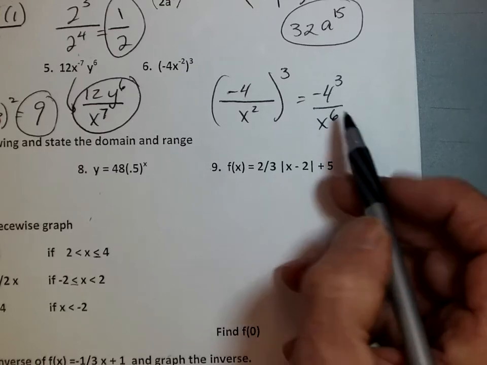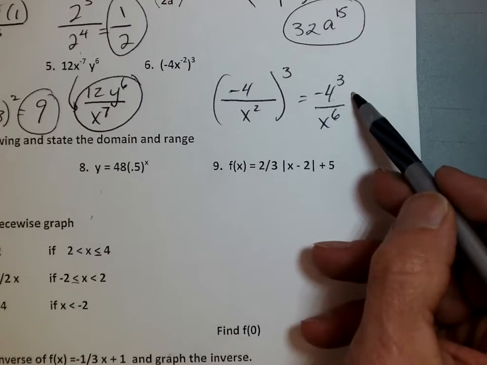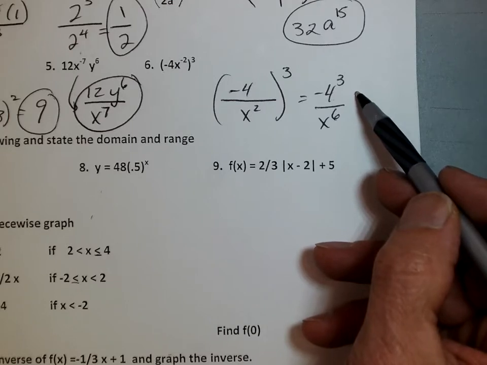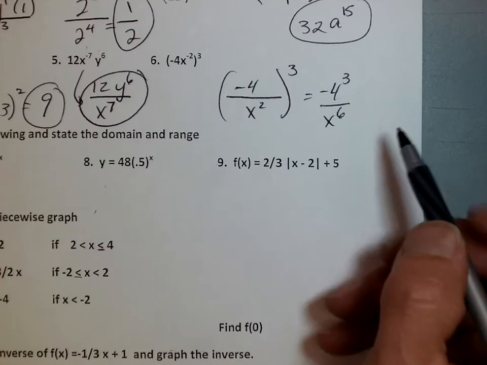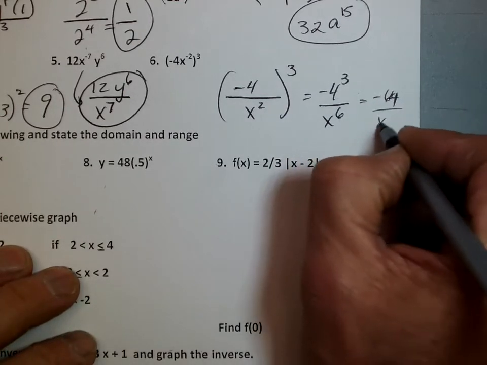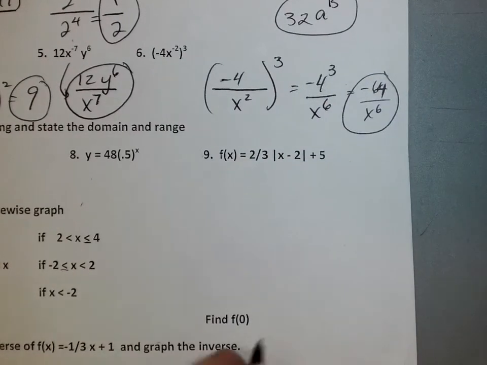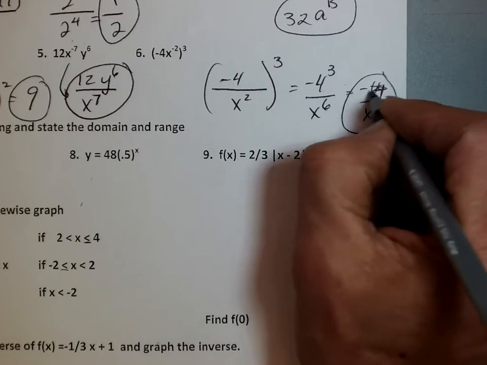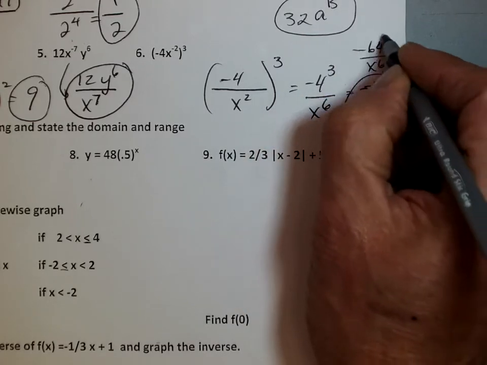Okay, let's go back up to this. What is -4 cubed? -4 times -4, positive 16, times -4, -64. Up over x to the 6th. Okay, give me a thumbs up. Wait, what does that say? That's a terrible -64. All right.